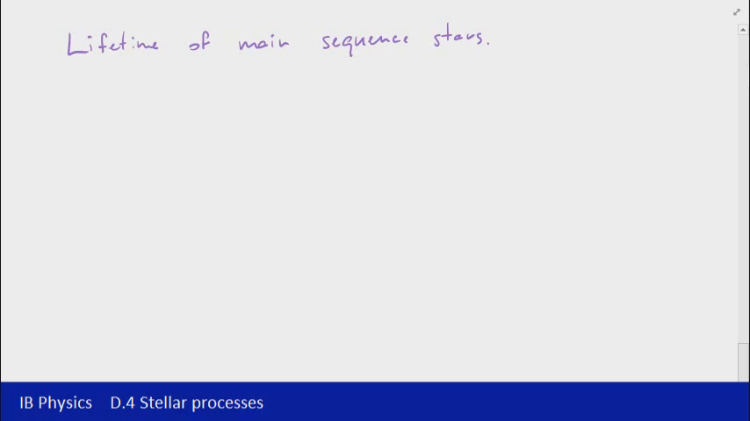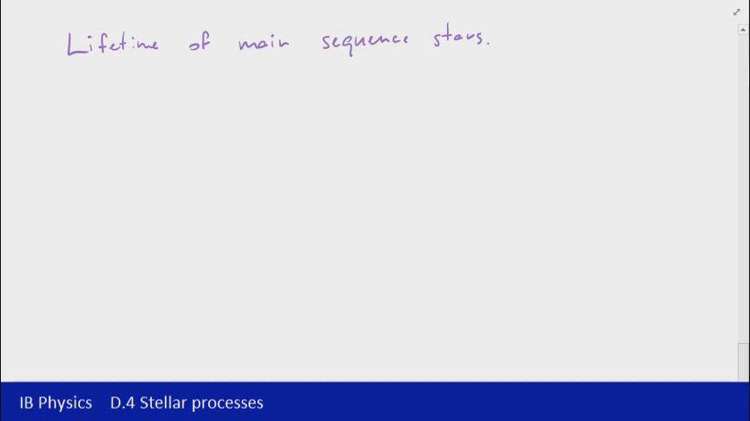In the previous video, we were looking at the types of fusion that occur in main sequence stars that allow hydrogen to be fused to form helium. We're now going to have a look at the lifetime of main sequence stars, and I want to preface this by first of all saying that the steps I'm going to go through here are things that you need to be able to understand and make sense of.